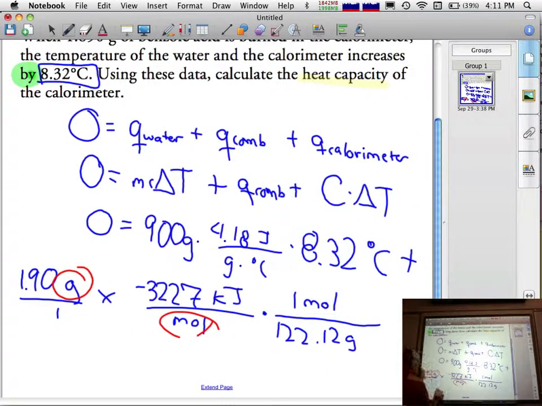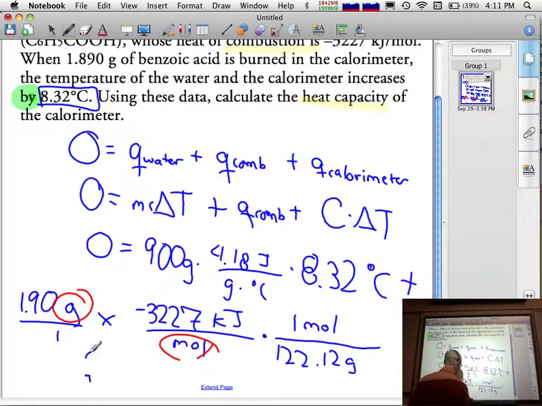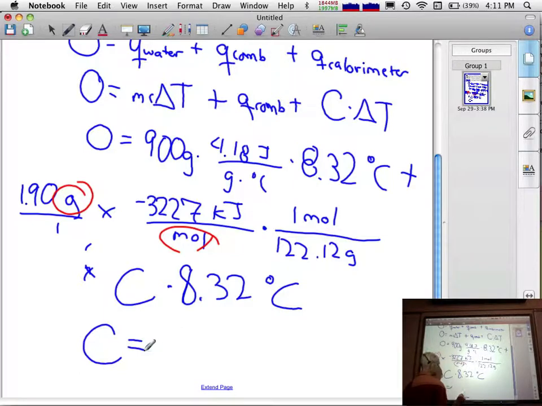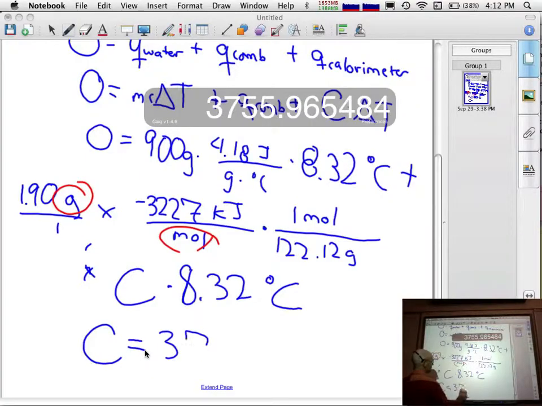Last thing, times big C, what we're trying to find, times our change in temperature, which is the same as the change in temperature of water, because the container is what's actually holding the water. So when we solve for all this stuff, what we get is C equals 3755.97. Okay, that seems awfully big. 900 times 4.18.